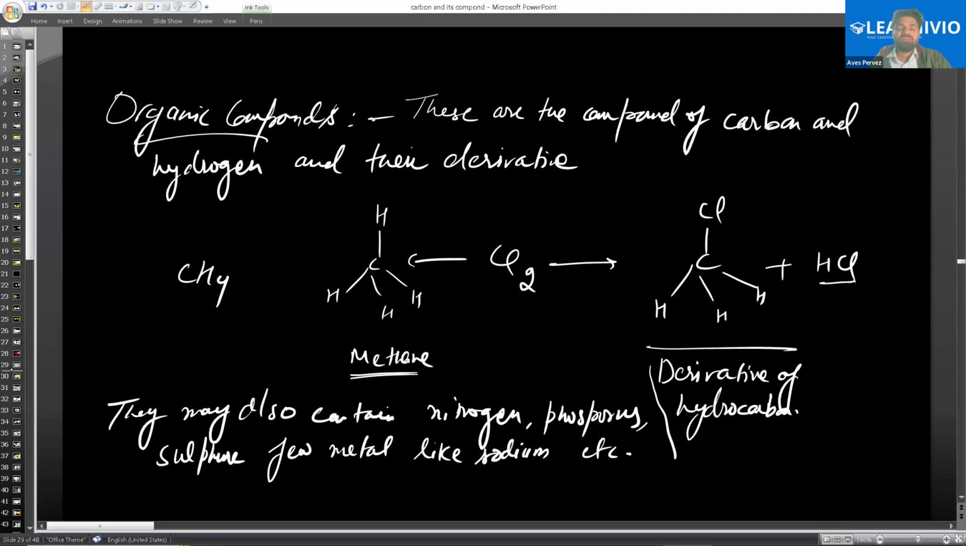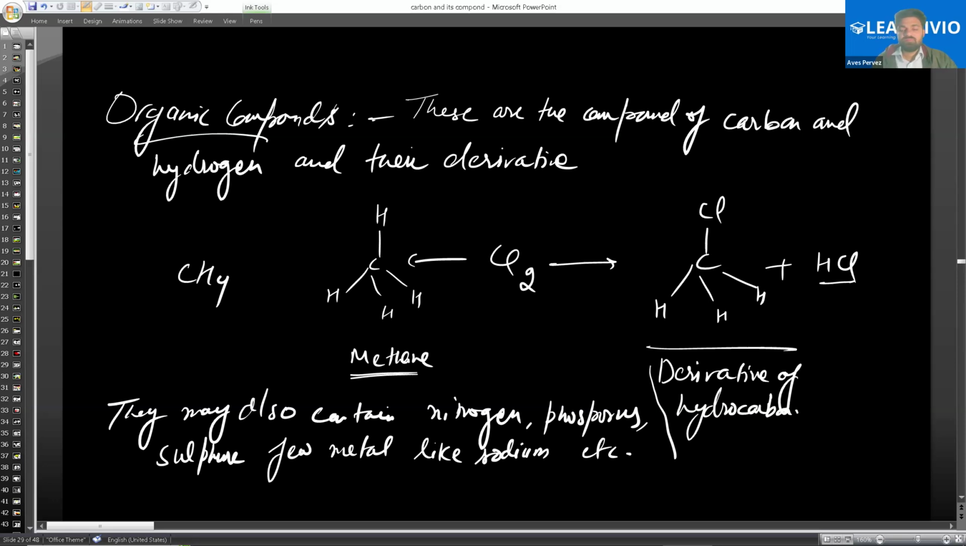So note down the definition of organic compounds. What is an organic compound called nowadays? Organic compounds are the compounds of hydrogen and carbon, meaning hydrocarbons, and their derivatives. They may also contain nitrogen, sulfur, phosphorus, and a few metals like sodium. Note it down.